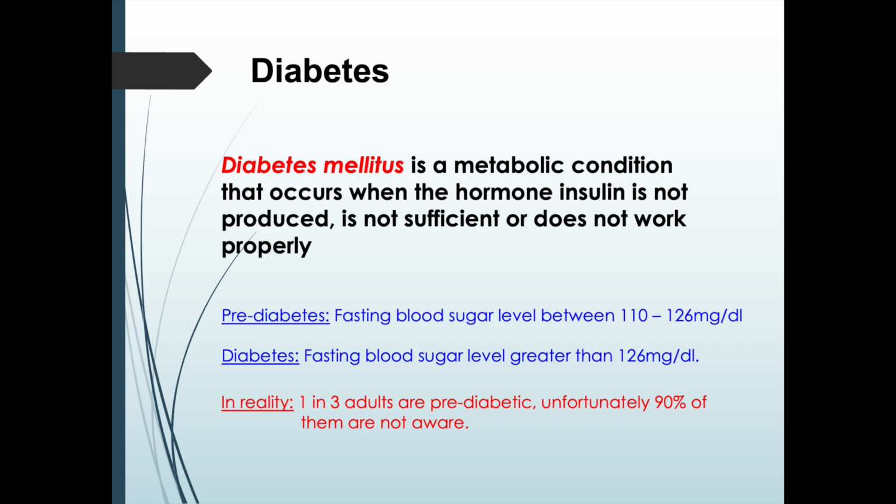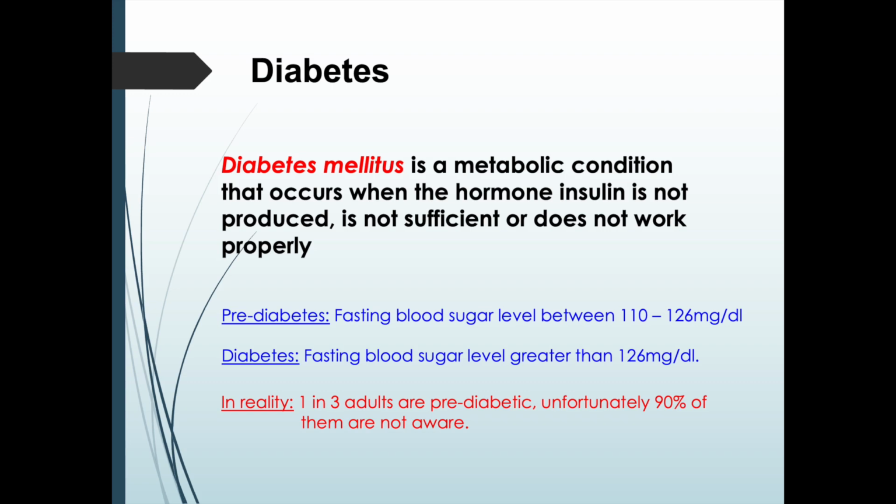If somebody has a fasting blood sugar level between like 120 and 126, then probably he is in that pre-diabetic condition. And above 126 milligram per deciliter, then he is already in diabetic mode, diabetic condition.